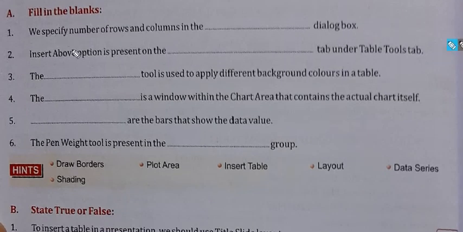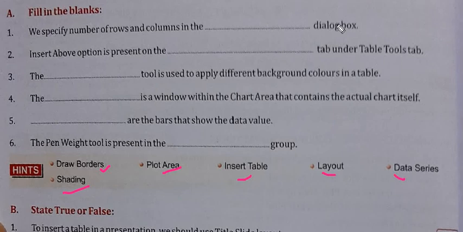Fill in the blanks. We specify number of rows and columns in the dash dialog box. Here we have the options: draw border, plot area, insert table, layout, data series and shading. Number of rows and columns are defined in what? Table. So which kind of dialog box? Insert table dialog box, right?